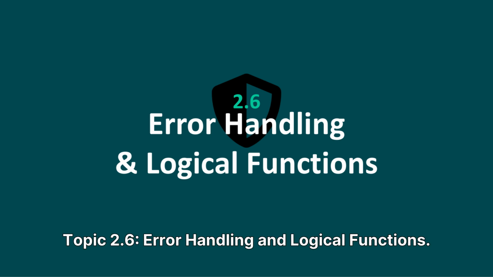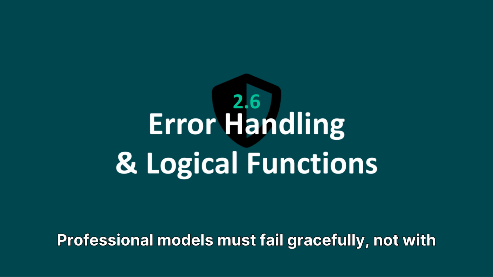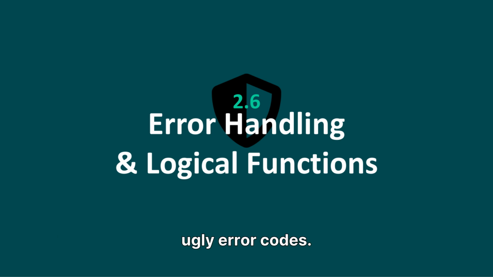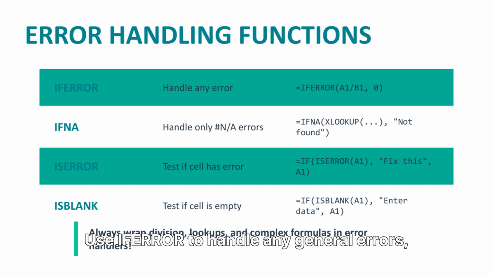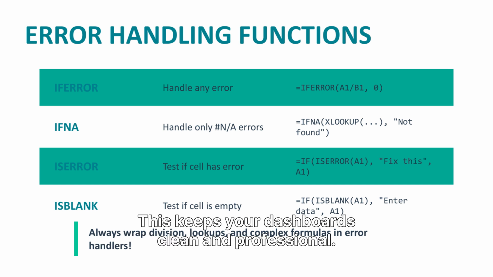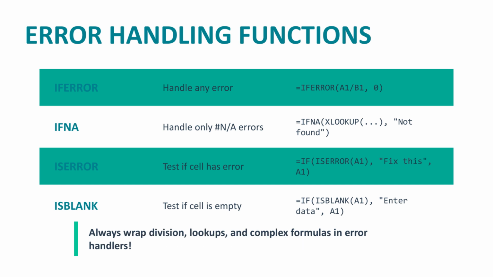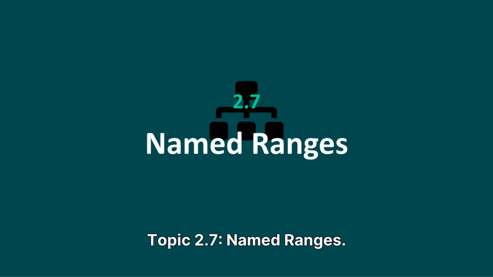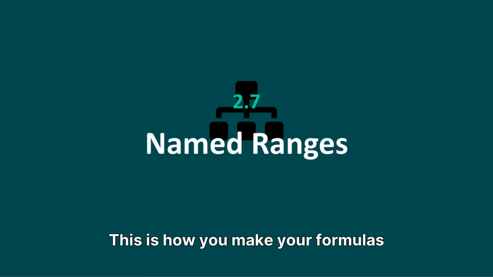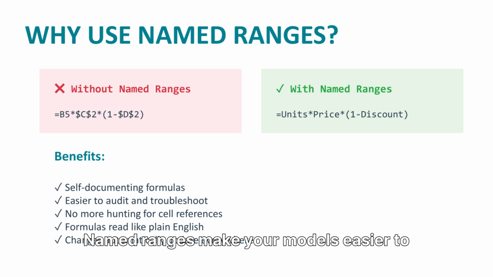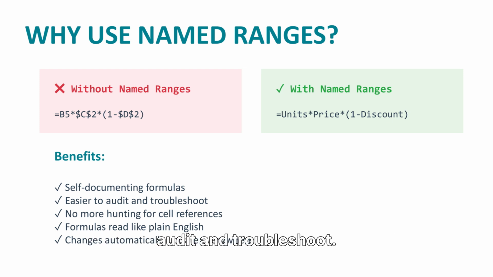Topic 2.6, Error Handling and Logical Functions. Professional models must fail gracefully, not with ugly error codes. Use IFERROR to handle any general errors, and IFNA specifically for lookup misses. This keeps your dashboards clean and professional. Topic 2.7, Named Ranges. This is how you make your formulas read like plain English instead of cell coordinates. Named ranges make your models easier to audit and troubleshoot. Instead of looking at the 5, you see units, making everything clearer.